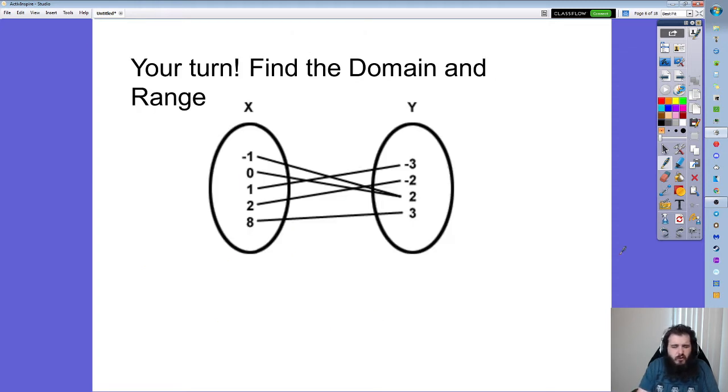So now it's your turn. We're going to find the domain and the range. Now notice domain is listed with X, range listed with Y. Take a minute or so, try and figure out what's in the domain and what's in the range.